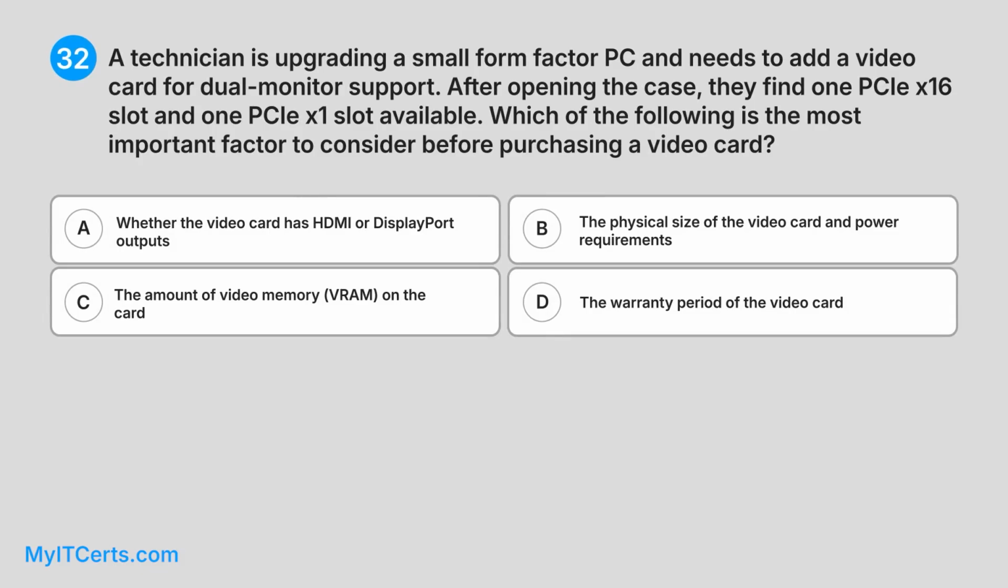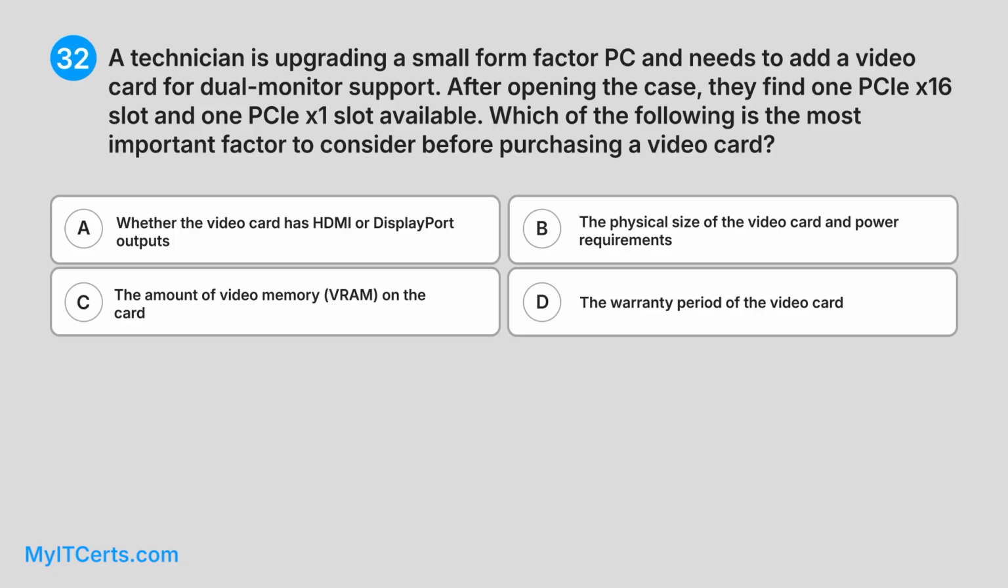(32) A technician is upgrading a small form factor PC and needs to add a video card for dual monitor support. After opening the case, they find one PCIe X16 slot and one PCIe X1 slot available. Which of the following is the most important factor to consider before purchasing a video card?